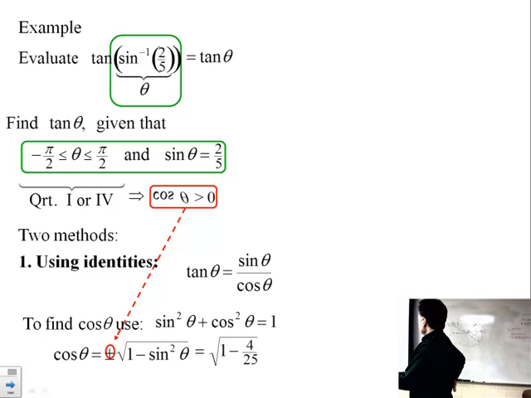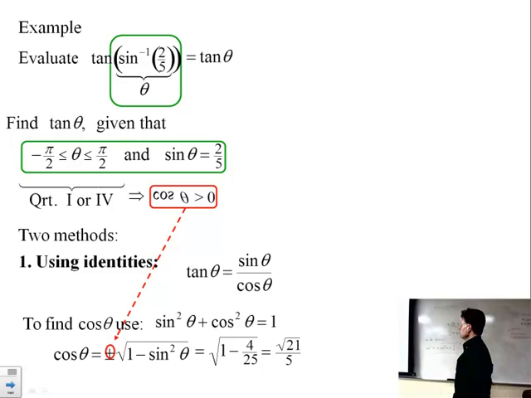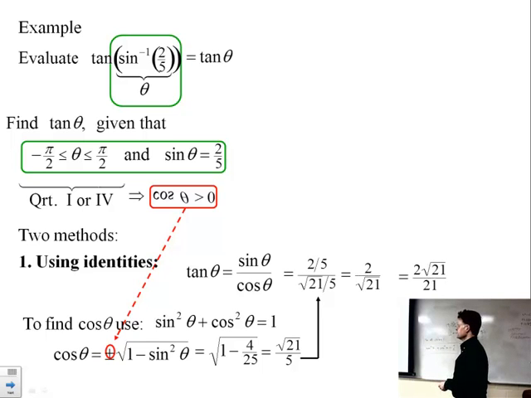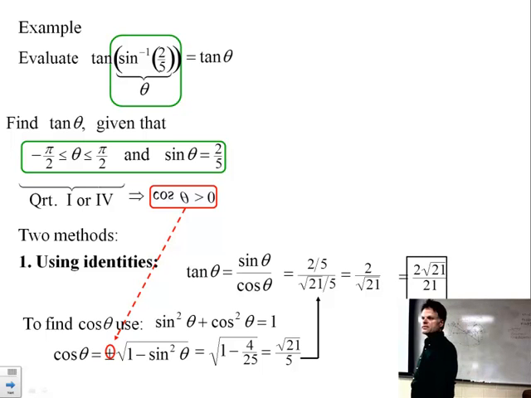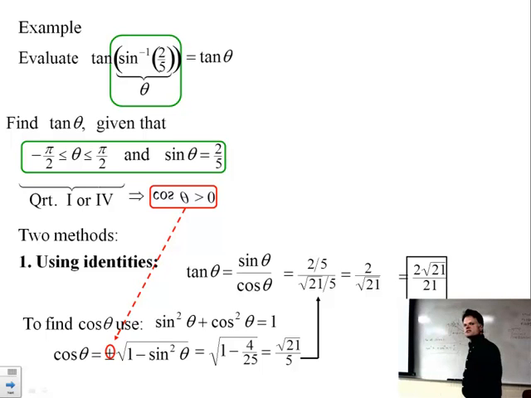So sine squared is 4/25. Subtract that from 1, and you get square root of 21 over 5. Plug that back into the formula for tangent, and we get 2/5 over root 21 over 5. The 5's cancel. We get 2 over root 21, or 2 square roots of 21 divided by 21. That's the answer. That's tangent of theta. Questions?